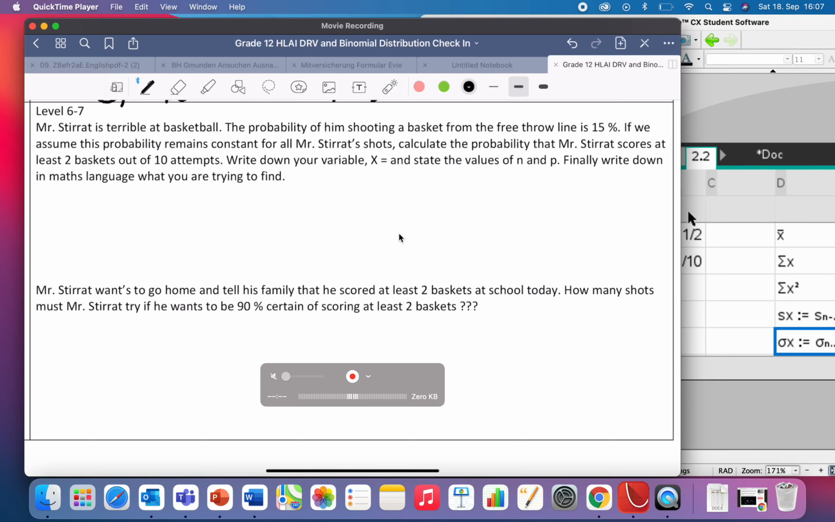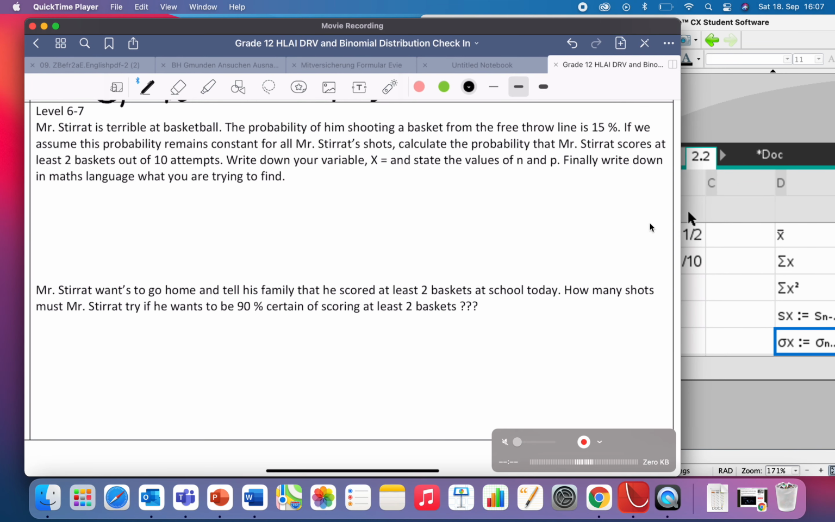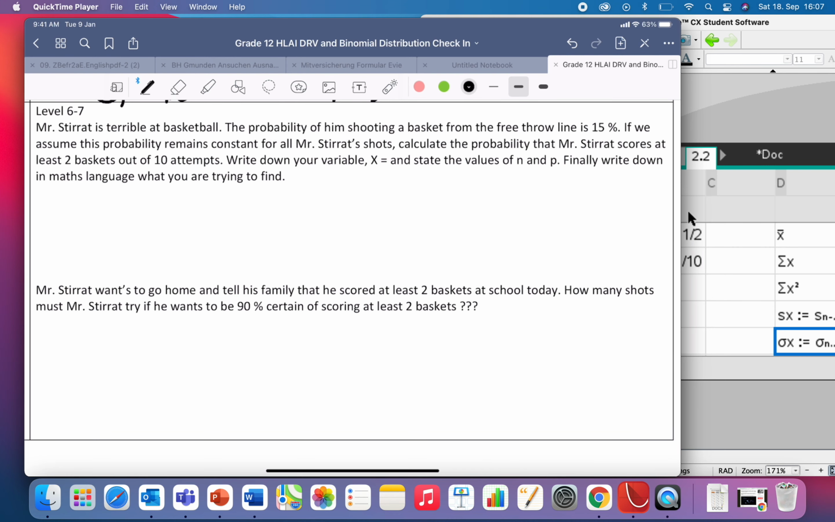Okay, so here's a question. It's one of the harder questions conceptually. Now, mathematically, once you've found the right model and explained the model, the maths is quite easy. It's just piecing the model together. So let's go through it line by line.